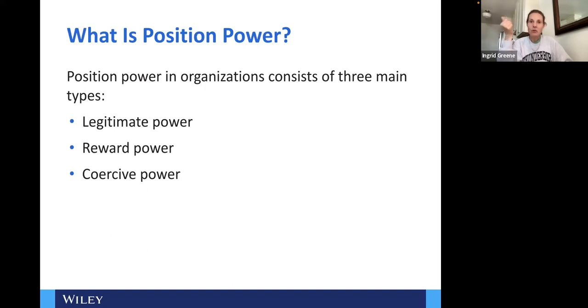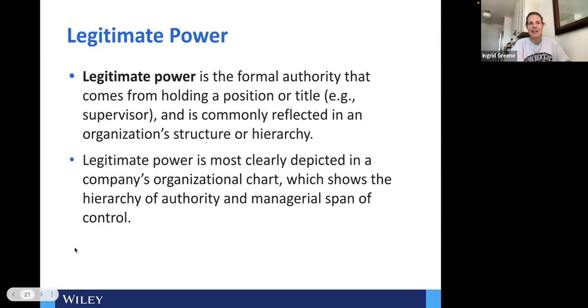Legitimate power, right? So you're the boss and you say, this has to get done. I'm the professor. I say, these are the learning outcomes. These are the homework assignments. This is what the final is going to look like, right? It's legit. So let's go ahead. There's a whole slide on it. Let's go through that. So it's reflected in an organizational structure, a hierarchy, right, org chart, and managerial span of control, as we spoke about, right? How many people does each manager have working underneath them?